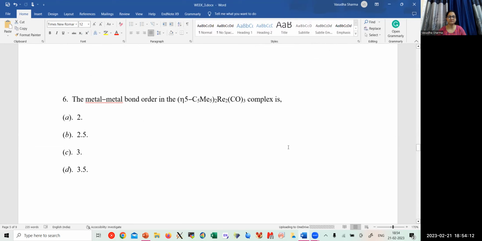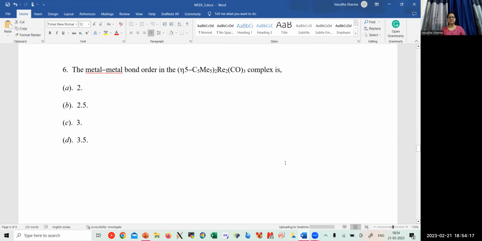Now the sixth question that we have is we need to find out the metal-metal bond order in the following complex. So firstly, we will understand how we calculate the metal-metal bond order. That means how many bonds are being formed between two metals. So that is the metal-metal bond order that we have to calculate.